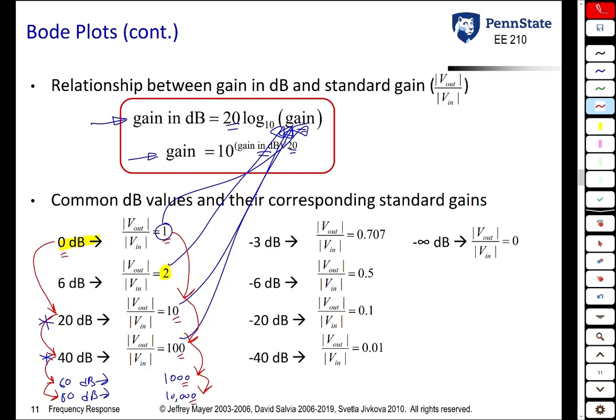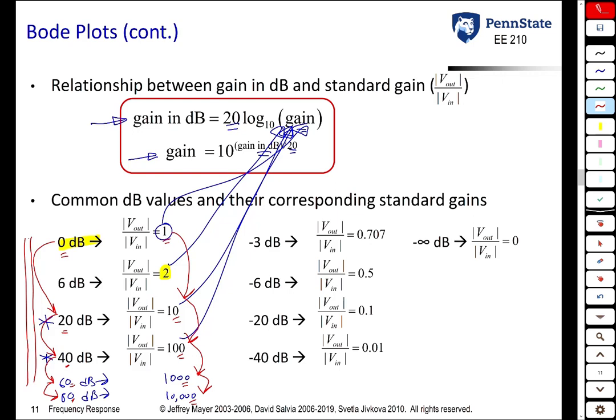So notice taking a dB turns a multiplicative relationship into an additive relationship. In fact, this is one of the reasons we like using dBs, is it scales things down so that things that have a very large difference in amplitude have a relatively small difference in dB. It just makes it easier to see on a plot.